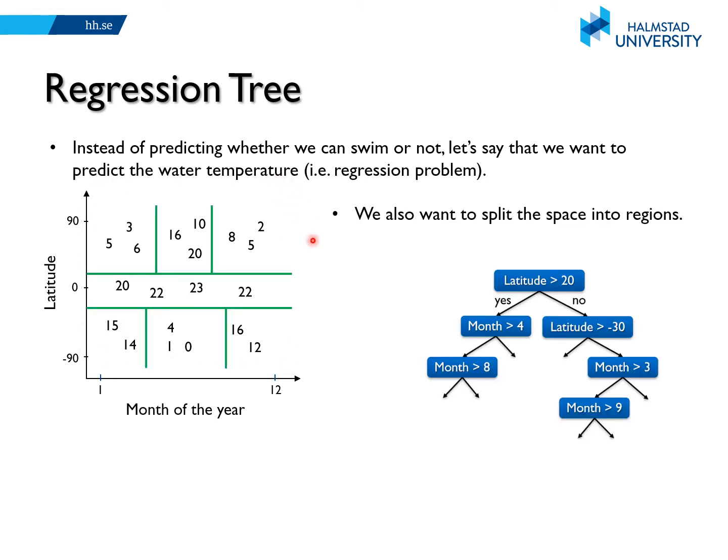Here we also want to split the entire space into individual regions, similar to what we did previously. So we get the same kind of tree, but the leaf nodes now do not consist of classes. Instead, they consist of the average output of each region. So for example, if we take this region, any data point which lies in this region will have this predicted output. And this output is just the average output of the training data points we have in this region.